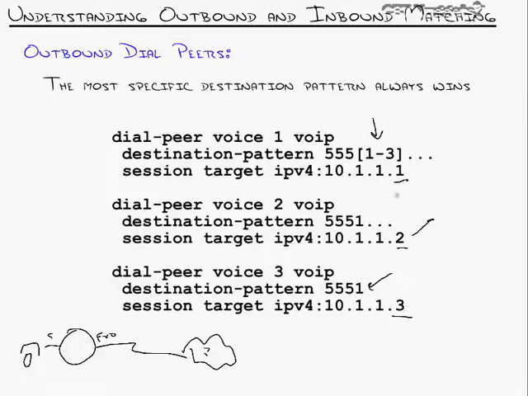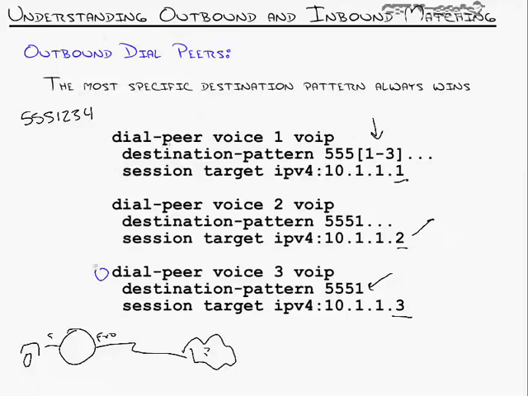So the question is, someone picks up the phone and dials 555, let's say, what's a good example? 555-1234. Which of these is it going to match? In this case, looking at this list, most specific destination pattern always wins. It's going to be, drum roll please, this one.